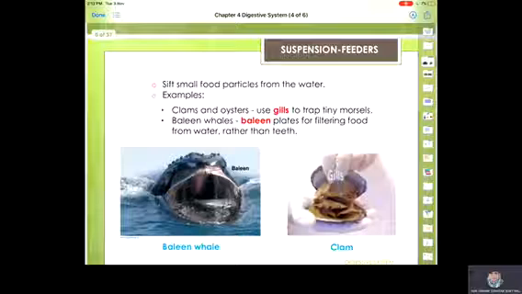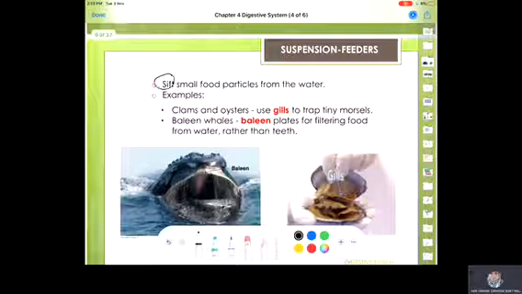So let's go into suspension feeders. In suspension feeders, the organism sieves small food particles from the water. The word sieve here means to filter. Okay, sieve means to filter.